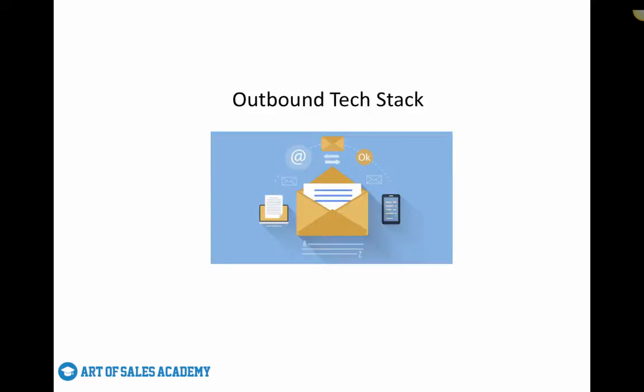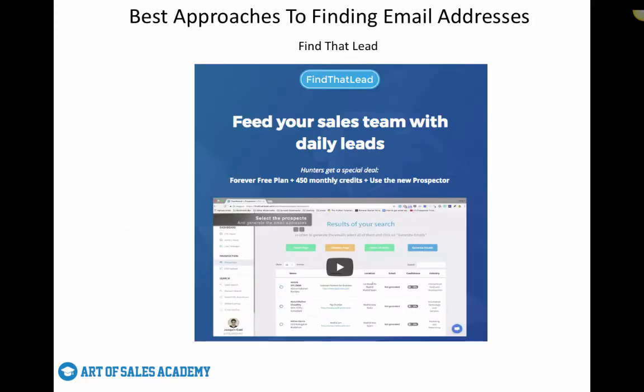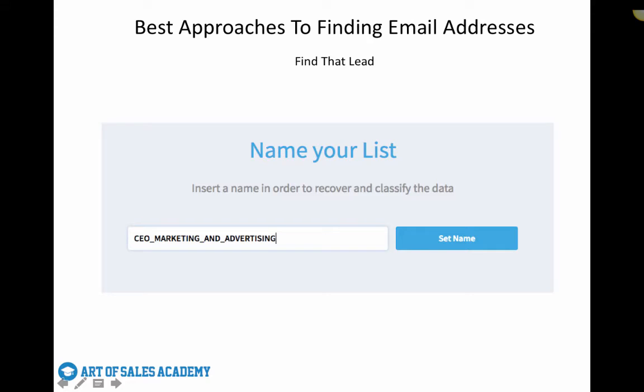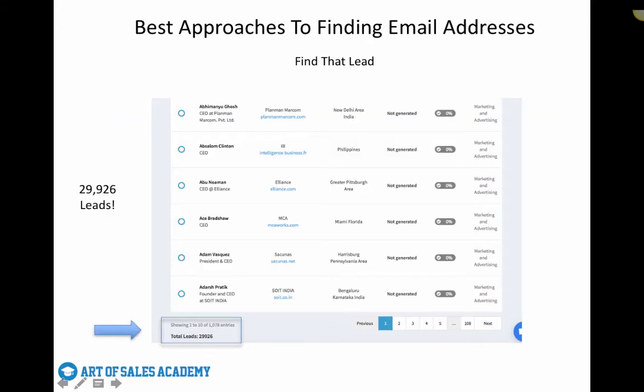But first, let's get into the actual tools and specifically get into the email addresses. And the best tool, or one of the best methodologies, is really a tool called Find That Lead. It's the most affordable for starters, and a really good approach. One of the best reasons that it's so good is that once you log in, you simply choose some of the parameters that are most interesting to you: company, industry, job title. You enter those in, CEO, marketing and advertising, and then you get all these leads, right? So these are CEOs in the marketing and advertising industry throughout the world, and there's nearly 30,000 leads here.